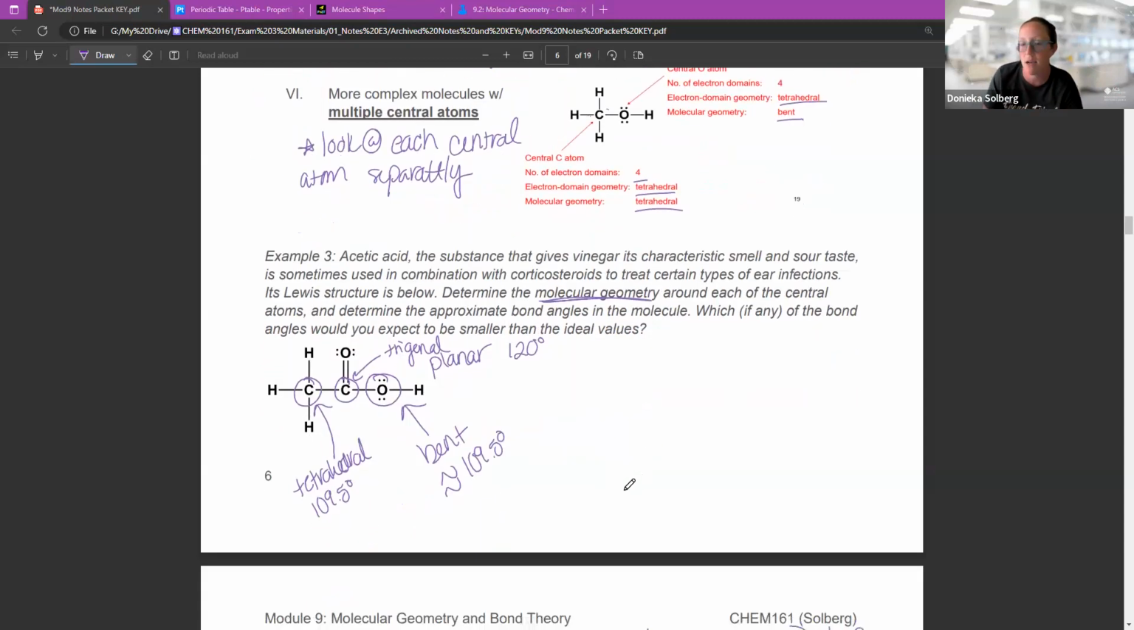So right, when we've got dots. There is a central carbon here, which is tetrahedral, 109.5. A central carbon here, which only has 1, 2, 3 groups, so it would be trigonal planar with 120 degree angles. And an oxygen here that has 2 bonds and 2 dots, which means it is bent and has about 109.5 degrees, or probably slightly smaller than that 109.5 degrees.